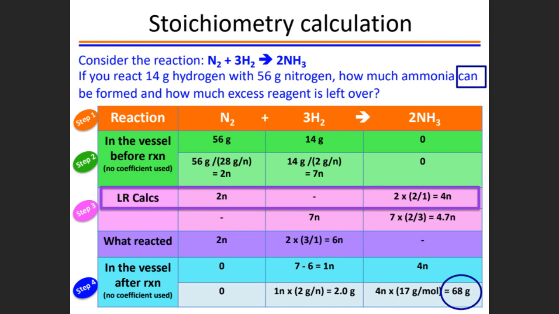Consider the reaction: nitrogen plus hydrogen makes ammonia. If you react 14 gram hydrogen with 56 gram nitrogen, how much ammonia can be formed and how much excess reagent is left over? Your job is the same. First write the gram, step 1 gram to mole, step 2 limiting reagent.